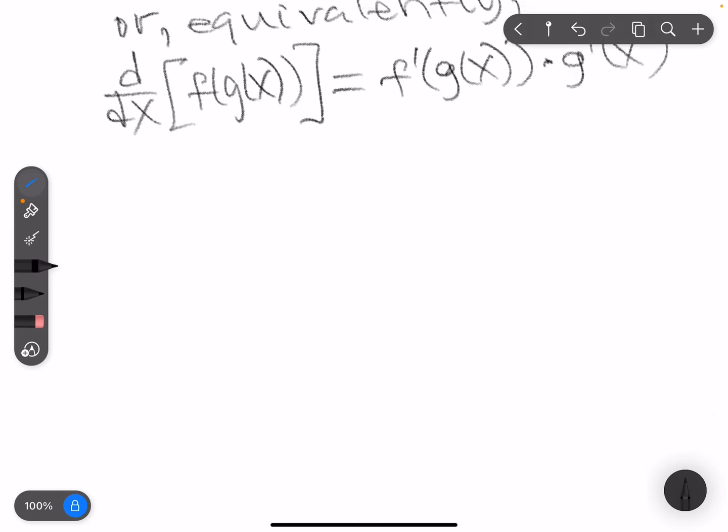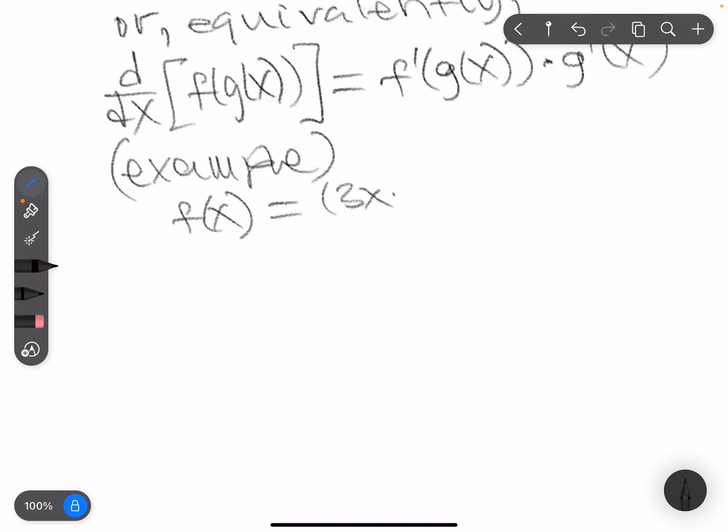Let's see. Let's look at f of x equals 3x minus 2x squared to the third power. Now you see that this function is clearly a composition. One way for us to find the derivative of this function is to expand this into a polynomial and then differentiate a polynomial, which we certainly know how to do. Another way is to see this as a composition.